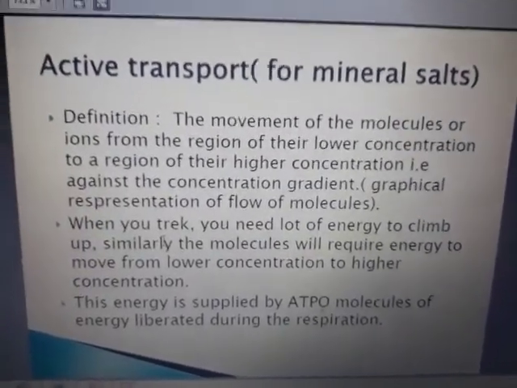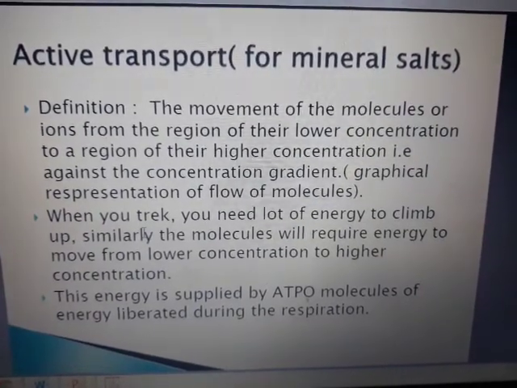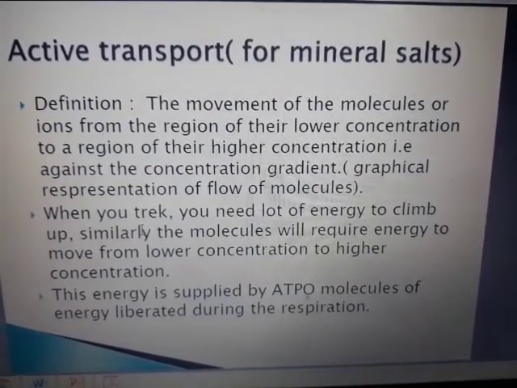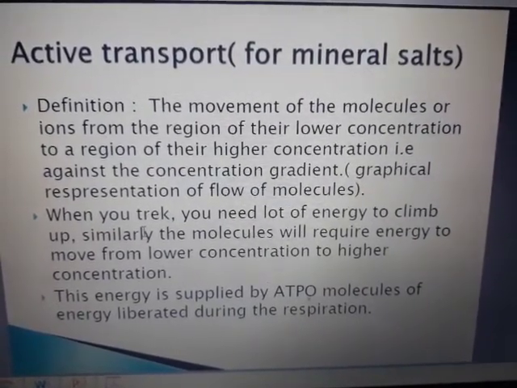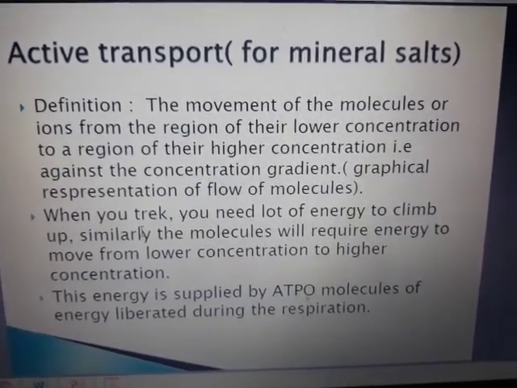This is meant for mineral salts now. Mineral salts here does not mean the salt that we consume. Salt means residues, the small amount of residues of the minerals. Macro and micro nutrients are there. Like we have carbohydrates, proteins and all, similarly, plants also need these minerals.